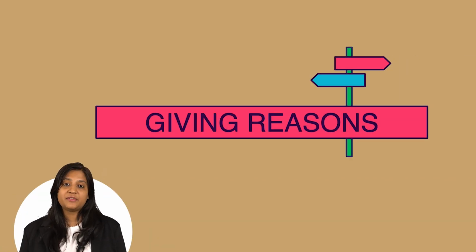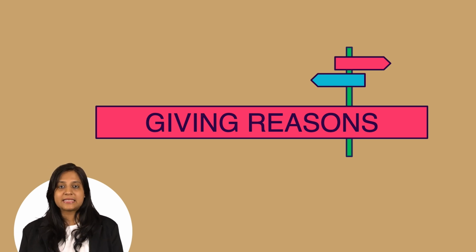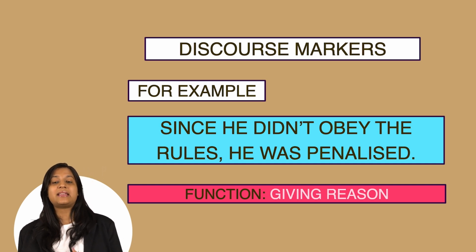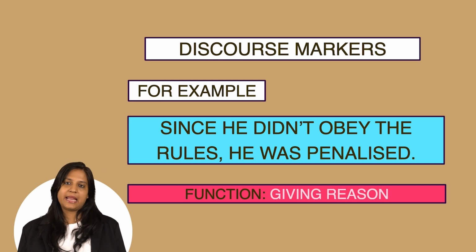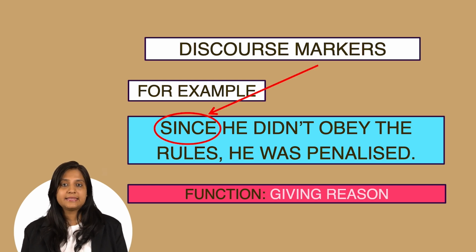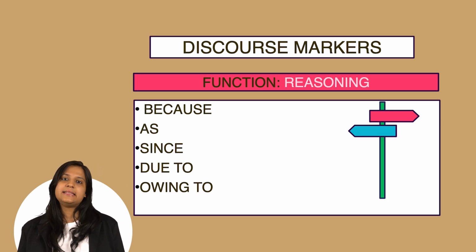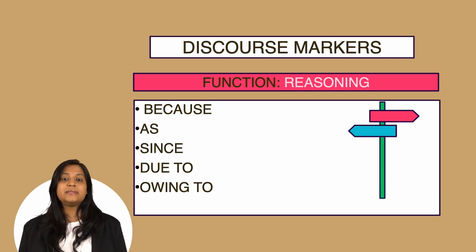Another useful function of discourse markers is that they also help us state reasons for the arguments we make in our writing. We have a sentence here to help you understand it better. It goes, since he didn't obey the rules, he was penalized. The cohesive device since indicates the reason for a certain subsequent action. We could say, he was penalized since he didn't obey the rules. These are the discourse markers for reasoning. You could use any of them for this function.